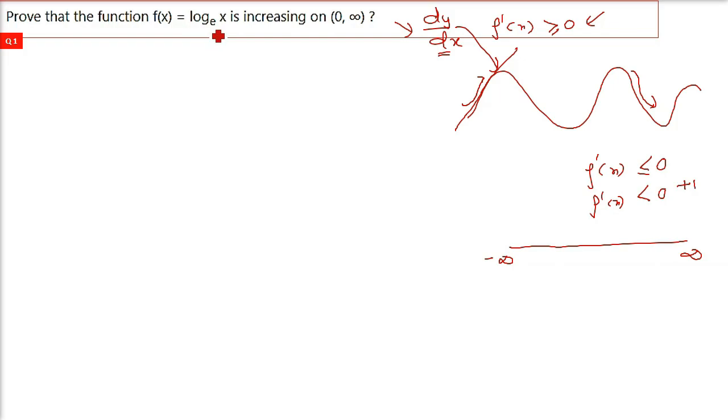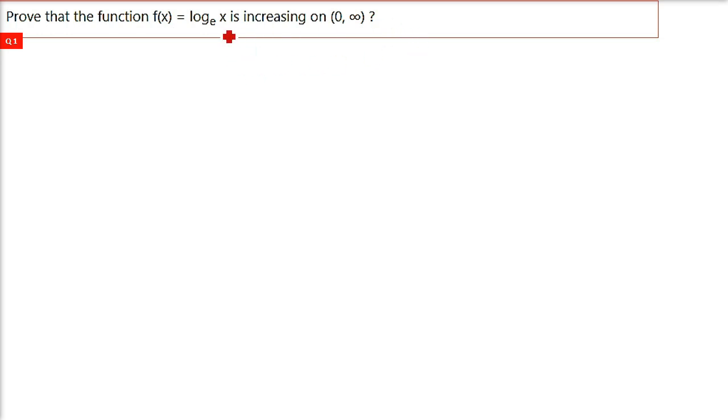But this exercise is without differentiation. Prove that the function log base e x is increasing on 0 to infinity. So in the center of infinity and negative infinity is 0. The question is saying we are going to the right from 0 to infinity. So when we solve this kind of question, the first thing that comes is 0 to infinity.